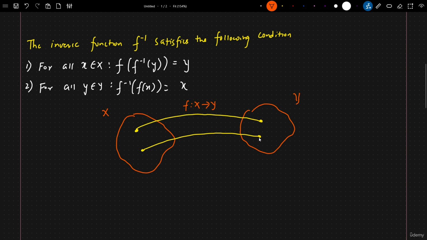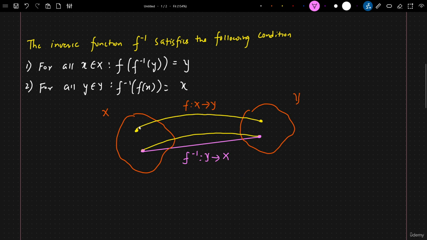Now for this particular element, if I want to map it back to this element, I want to map from here to here. So I can specifically use F inverse, and here the transformation will be from Y to X, okay? So this is what we are specifically doing, right?